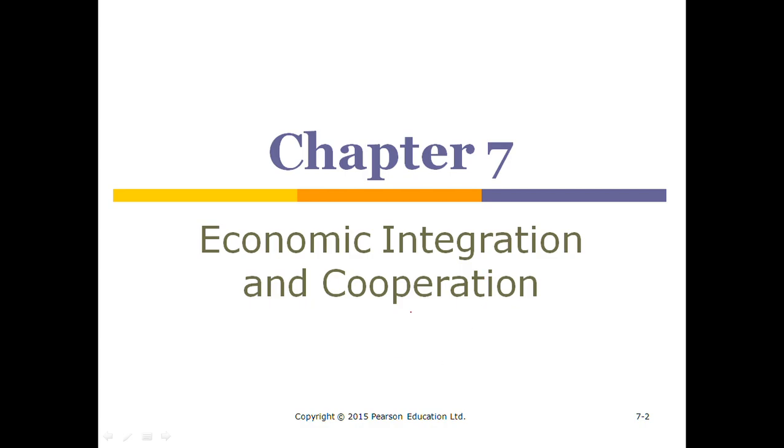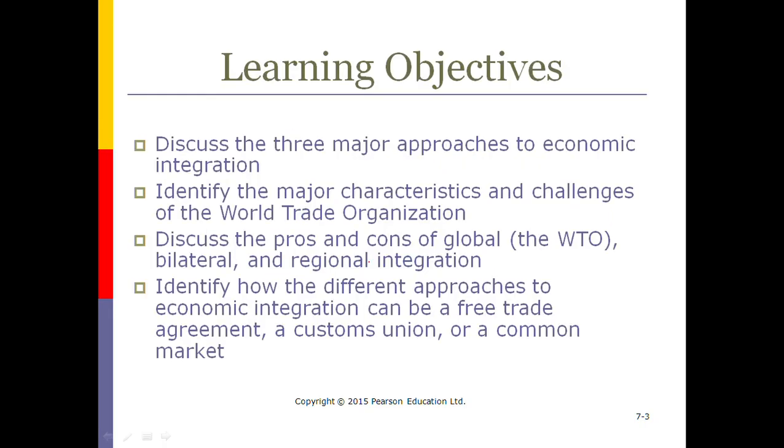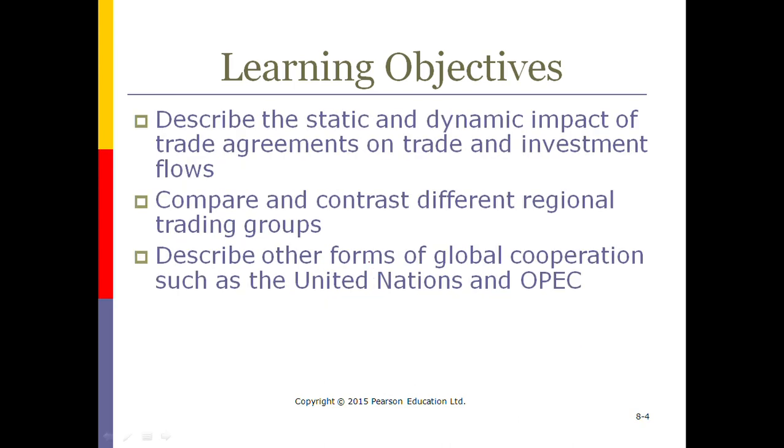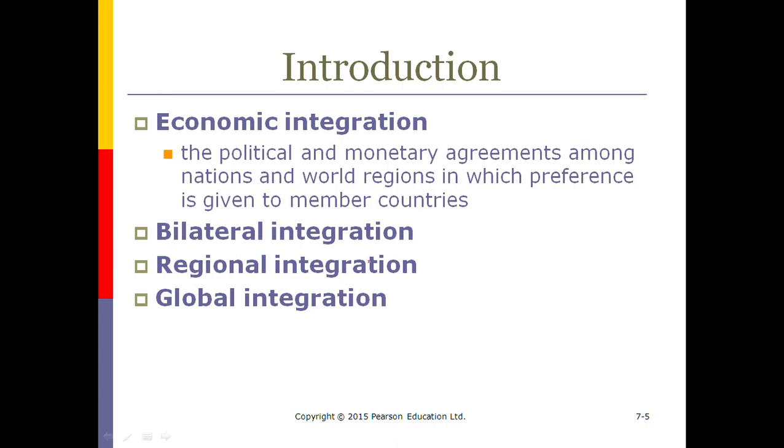Let's start discussing economic integration and cooperation. In this chapter, we'll be talking about three major approaches to economic integration, and identify the major characteristics and challenges of the World Trade Organization. We'll talk about the pros and cons of the WTO, that's the World Trade Organization, and also different approaches to integration, free trade agreement, customs union, common market, and so on. Inshallah, let's start. What is economic integration?